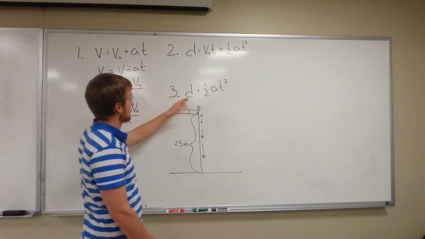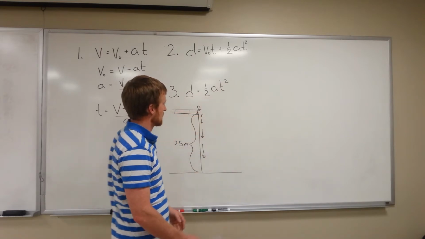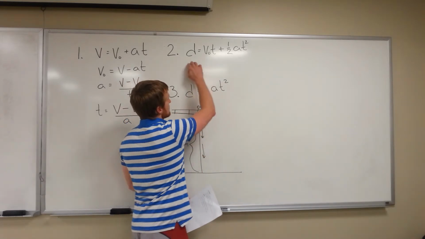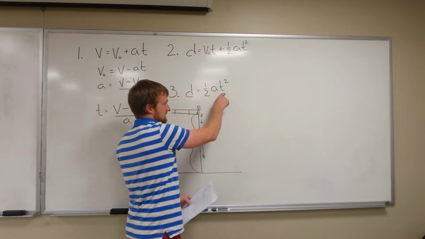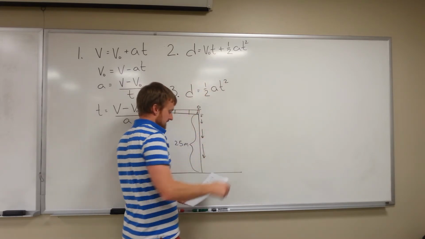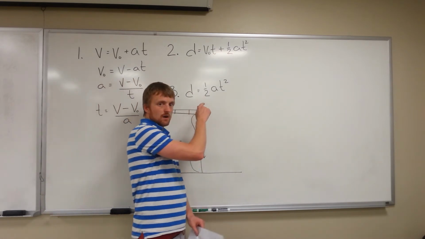And third here, distance is equal to 1/2 times acceleration times time squared. This looks a lot like this one, except it doesn't have an initial velocity. It has a time, but it doesn't have an initial velocity. This is where initial velocity is equal to 0.